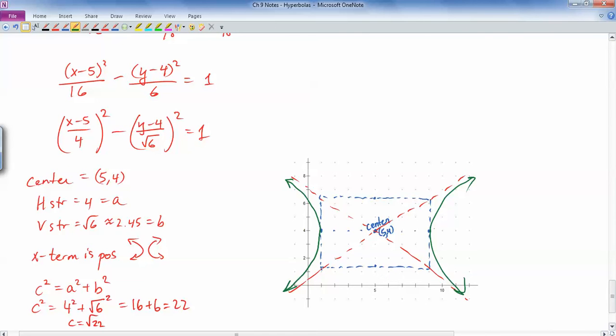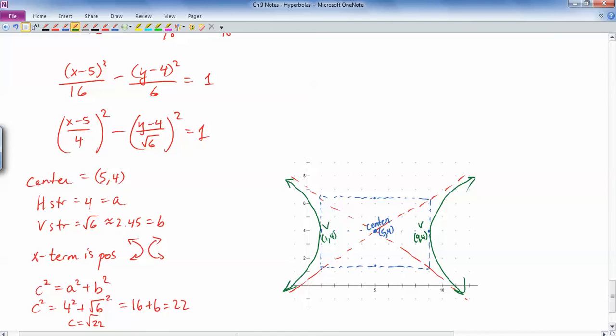We need the vertices. So this vertex, remember the horizontal stretch was 4, so if you go 4 away, we're at 9, 4, so there's a vertex. And then this one would be 1, 4, that's a vertex. Let me put the 9, 4 here. Vertex is 9, 4.